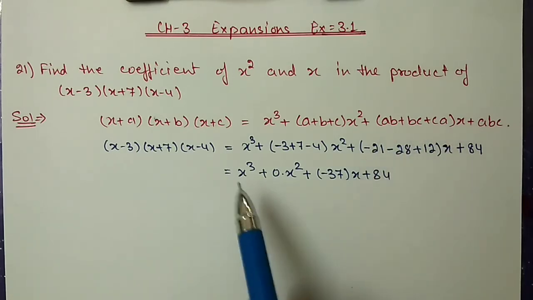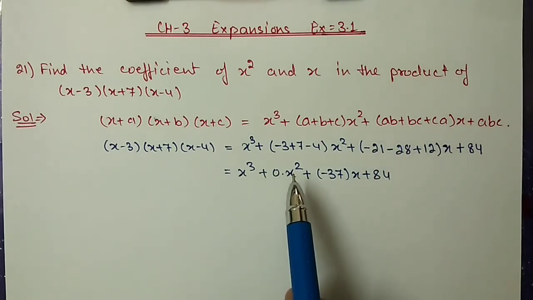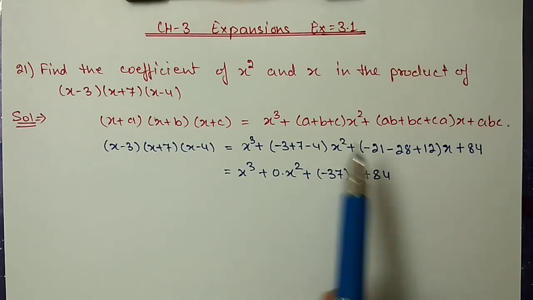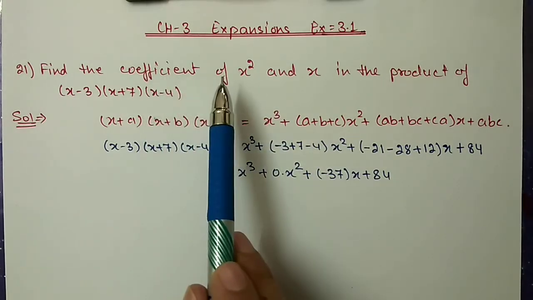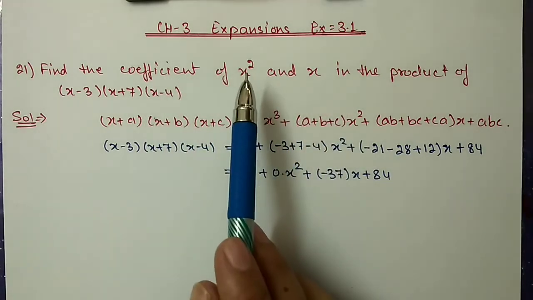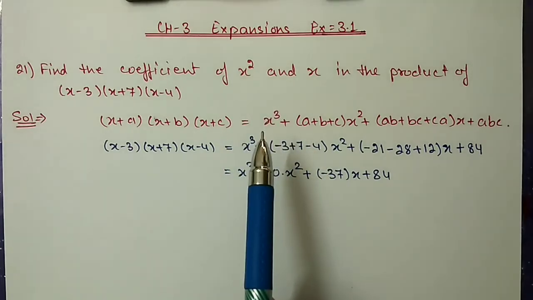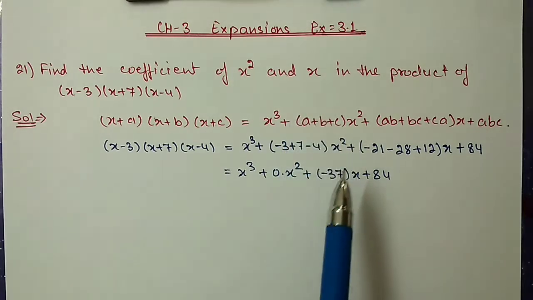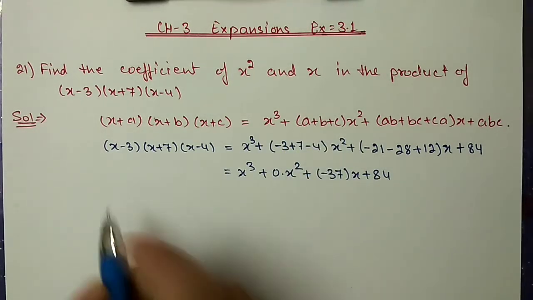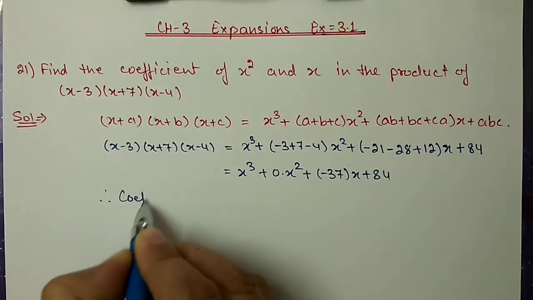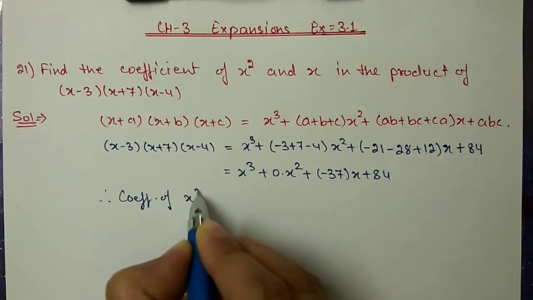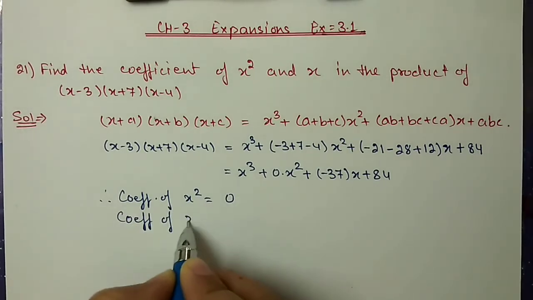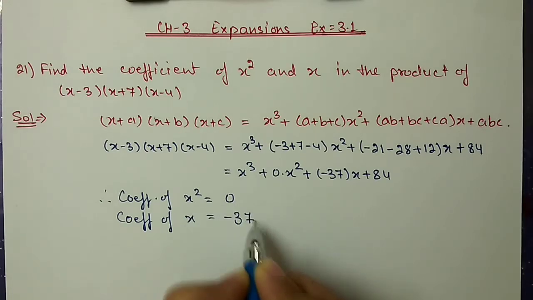After substituting this, we are getting x cube plus 0 into x square plus minus 37 into x plus 84. And our question is that we have to find out the coefficient of x square and x. Coefficient of x square means the number which is multiplied with x square. So here with x square 0 is multiplied and with x minus 37 is multiplied. So therefore coefficient of x square is equal to 0 and coefficient of x is equal to minus 37.